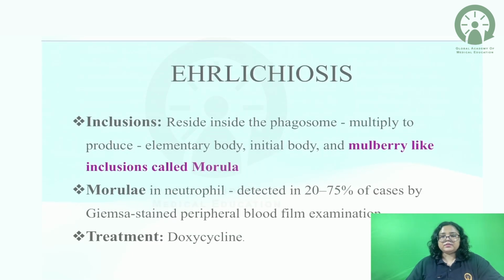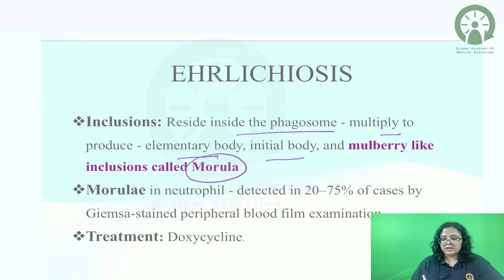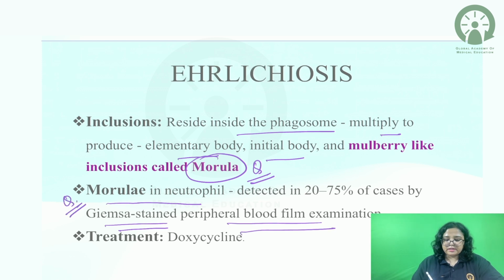So Ehrlichia are obligate intracellular. They reside inside the phagosome and multiply to produce 3 bodies: elementary body, initial body and a specific mulberry-like inclusion called morula. So this is again a question which is asked. This morula is seen in neutrophils, which can be detected by Giemsa stain of the peripheral blood film examination. So this again is a question that is being asked.